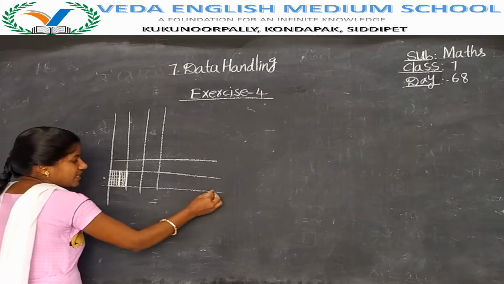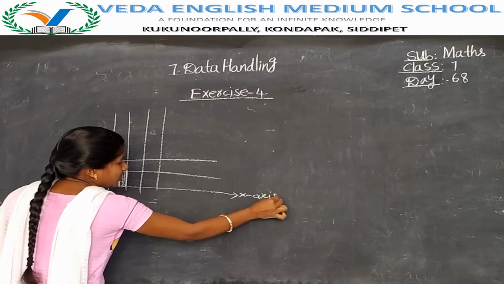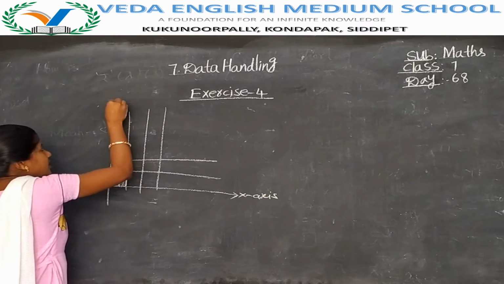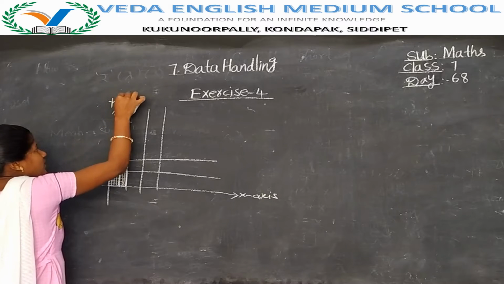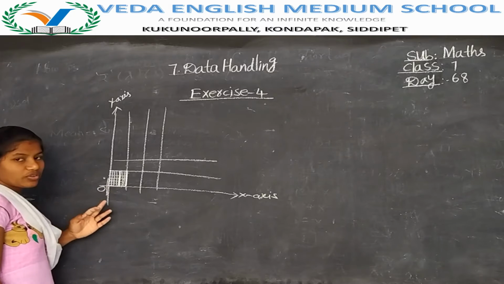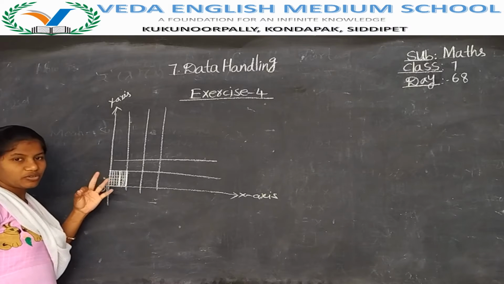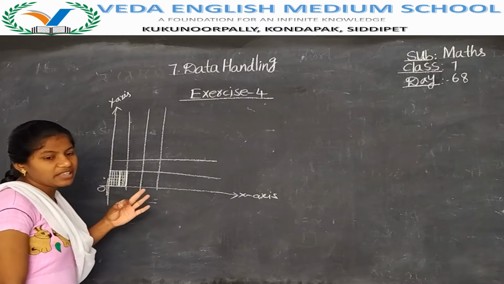In a graph we have the x-axis and the y-axis, both are there. The x-axis and y-axis intersect at O. Then to draw the graph we need a scale, compulsory.